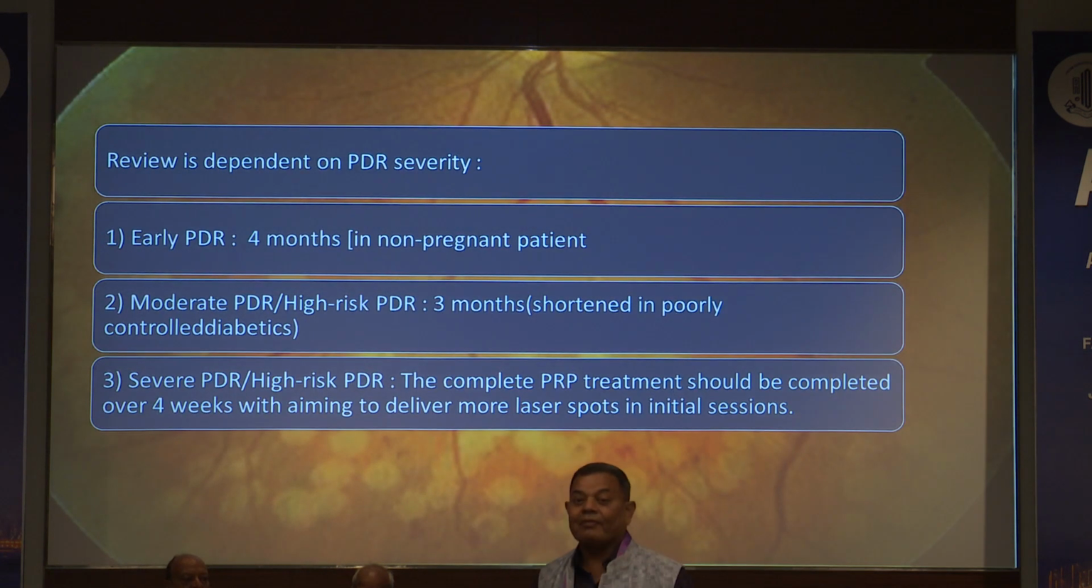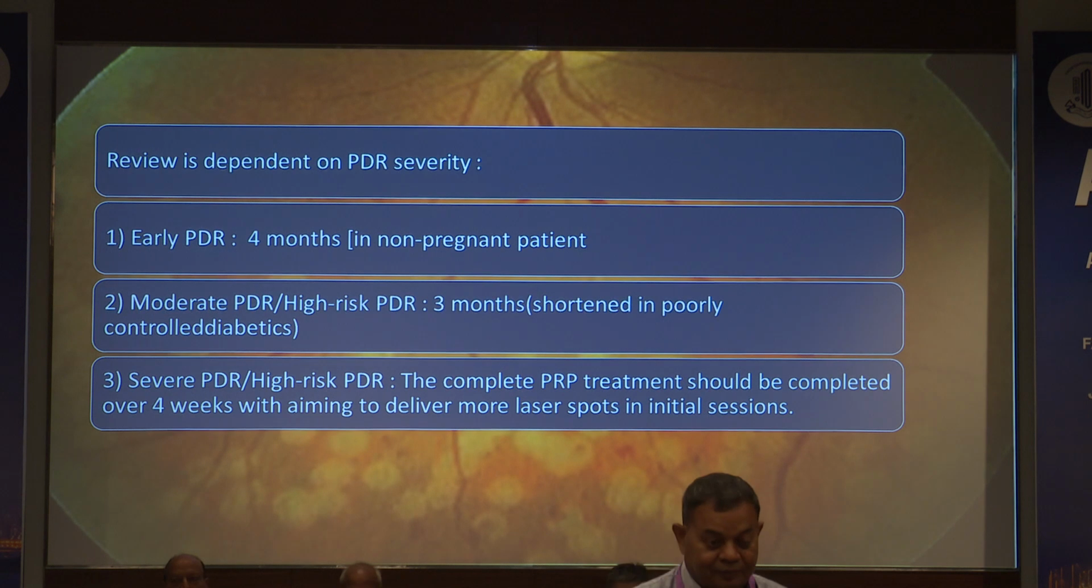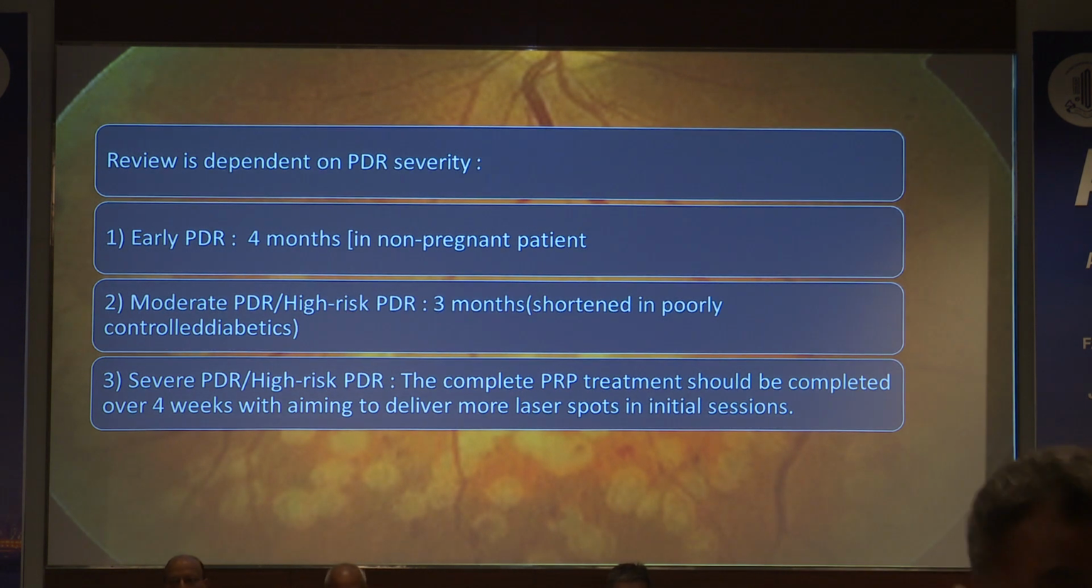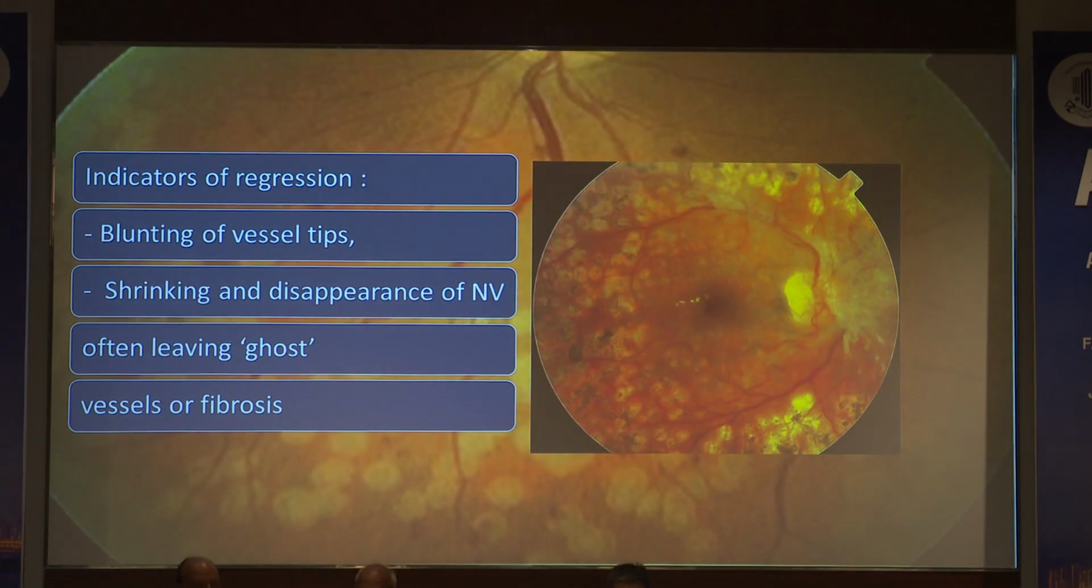That is very important: how to manage patients with proliferative diabetic retinopathy. Early PDR, usually if the patient is non-pregnant, should be followed up after 4 months. Moderate PDR should be followed up at 3 months. The more severe the PDR, the shorter the follow-up interval should be. Next, please. That's very important.